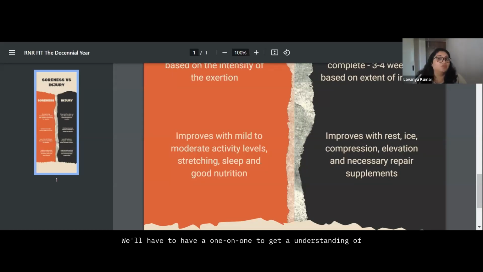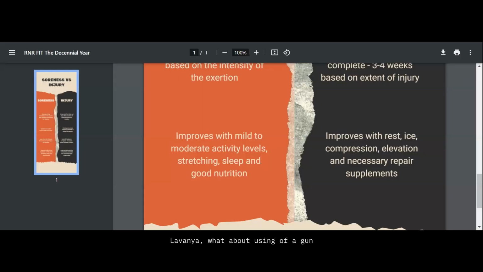We'll have to have a one-on-one to get an understanding of what the problem is, and only then can I suggest what needs to be done. So please go ahead and book one, and we will work with it. But if it's only happening after the session, then that is stress induced. So we'll have to look into strengthening, but I cannot completely tell without an assessment.